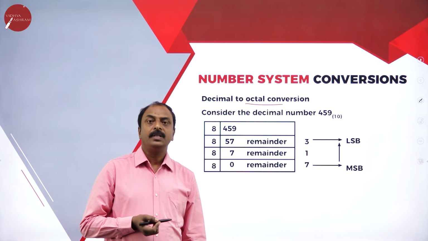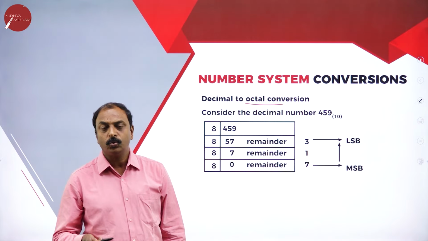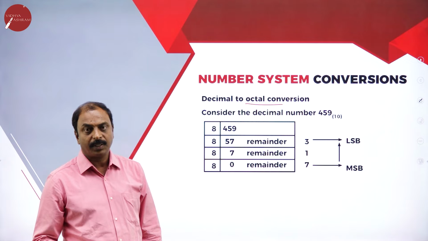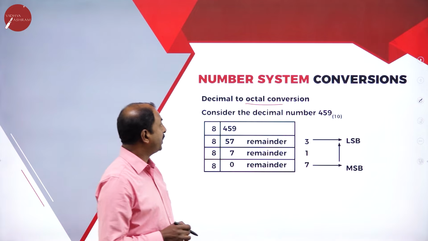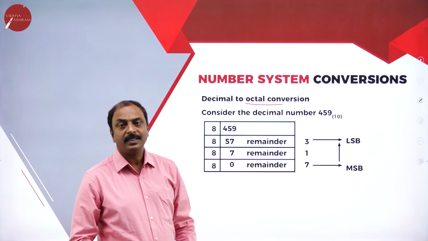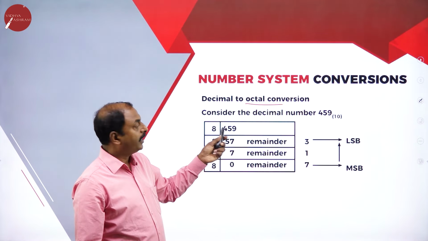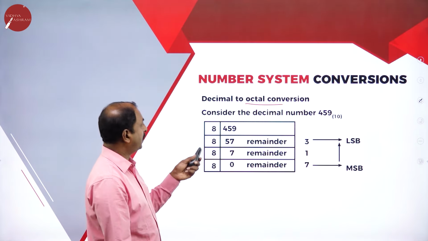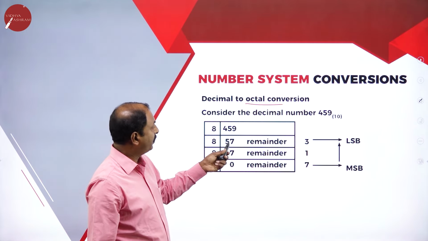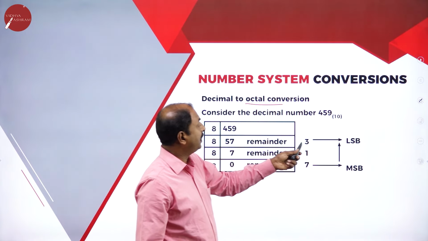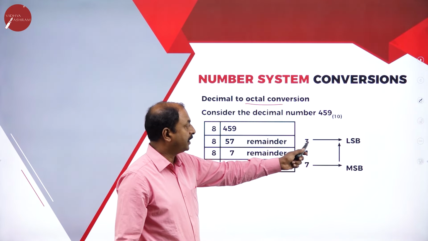In the previous example, decimal to binary, we started dividing the number by 2 because we have to convert this into binary, because the binary base is 2, and we have to store the remainder. Similarly, here we are converting from decimal to octal. Octal base is 8, so we have to divide the given decimal number by 8. Now let us see the example. So here 459 divided by 8, and we got 57 as the quotient and 3 as the remainder.